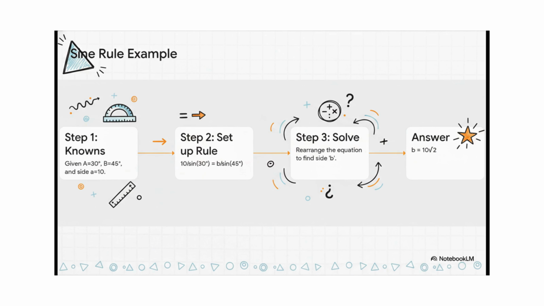Let's walk through an example. Let's say we know two angles and one side. So angle A is 30 degrees, angle B is 45, and side a is 10. We just set up the proportion from our rule just like you see in step 2. 10 over the sine of 30 equals b over the sine of 45. You do a little bit of algebra and bam, we find that side b has to be 10 times the square root of 2. See, it's that direct.